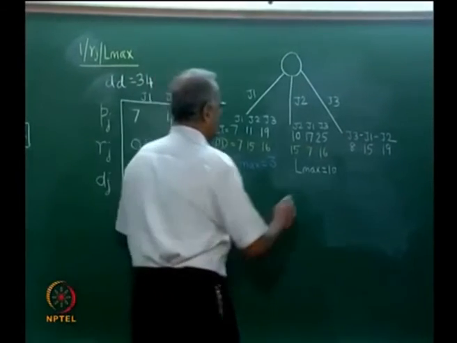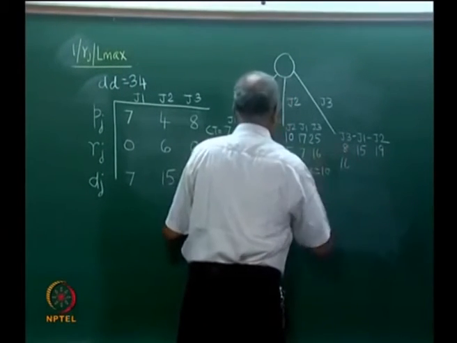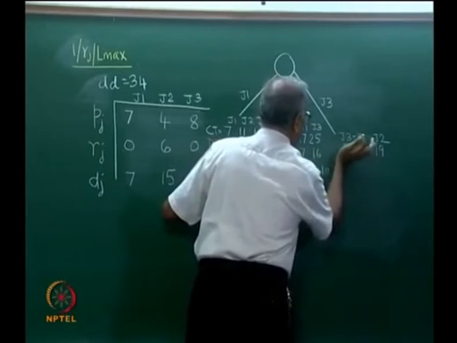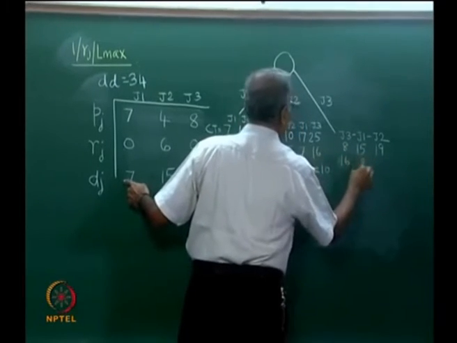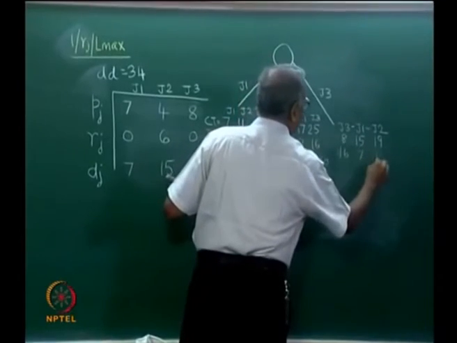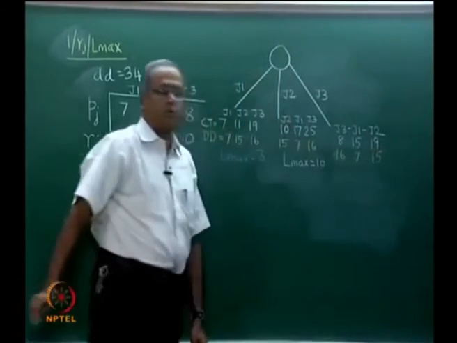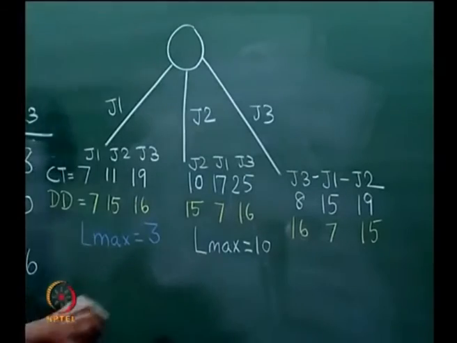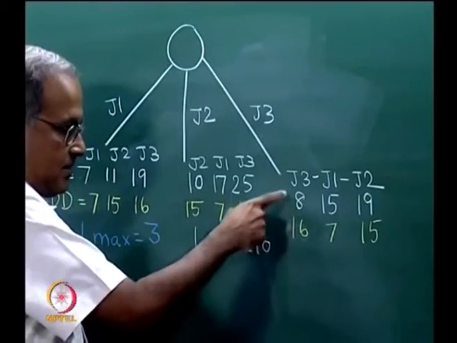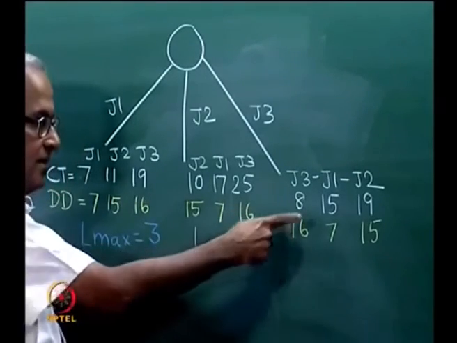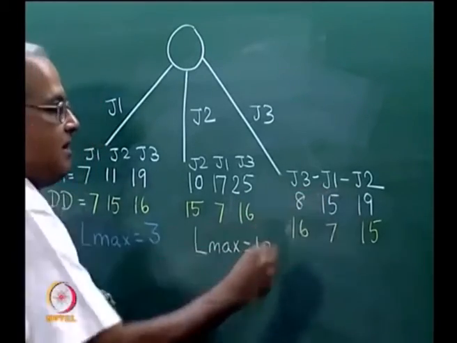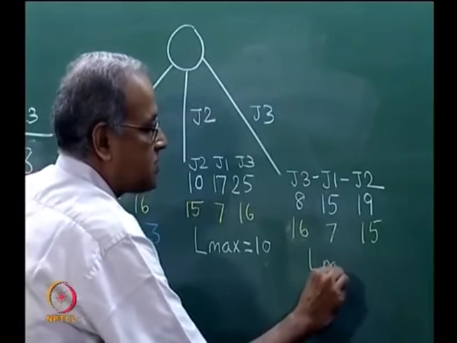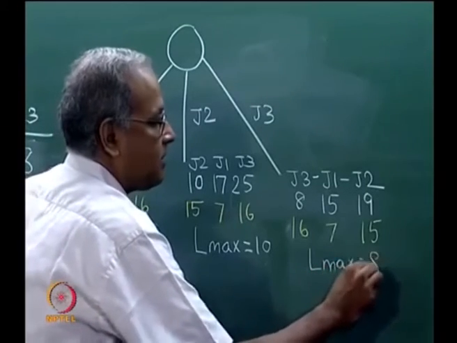Now, due dates are 16 for J3, 7 for J1 and 15 for J2. Now, we realize that J3 is ahead of the due date, this is behind the due date by 8 units, this is behind by 6 units. So, we get L max equal to 8.